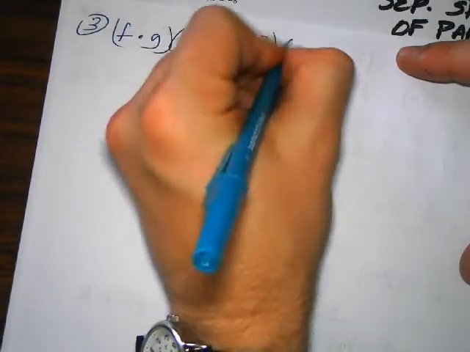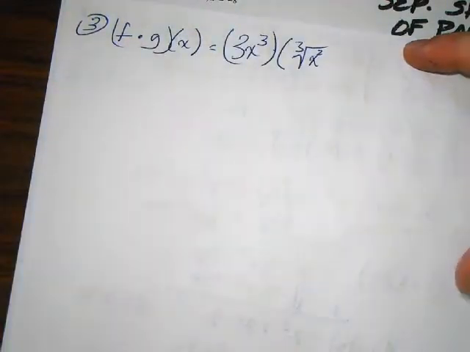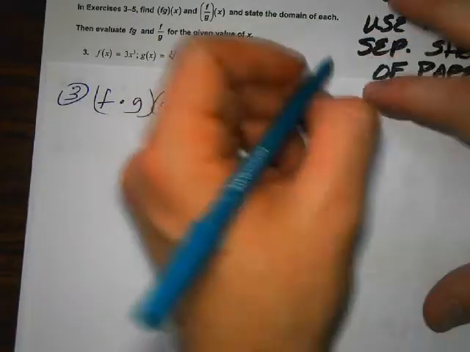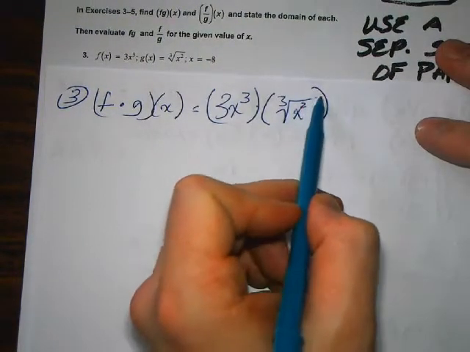Alright, 3, 4, and 5. So number 3 is multiplication, and we're going to multiply f times g at x. So 3x cubed times the cube root of x squared. You gotta be really careful with this x squared though, because it is underneath the radical, and that means something else than having it up at the top up here.